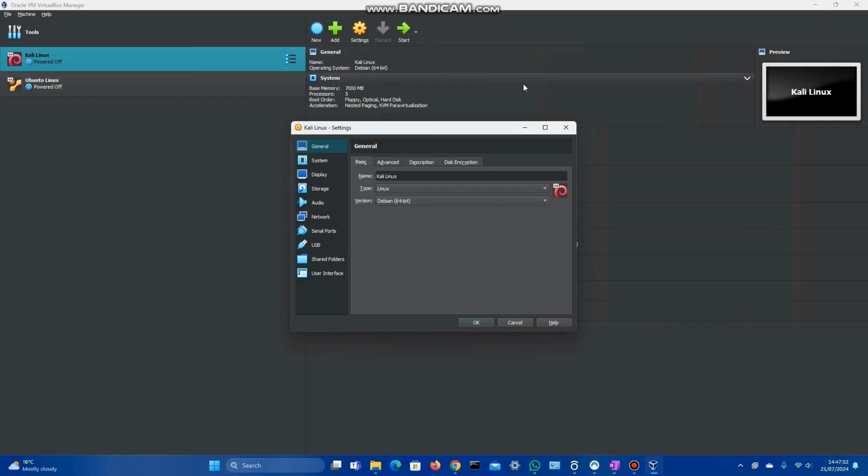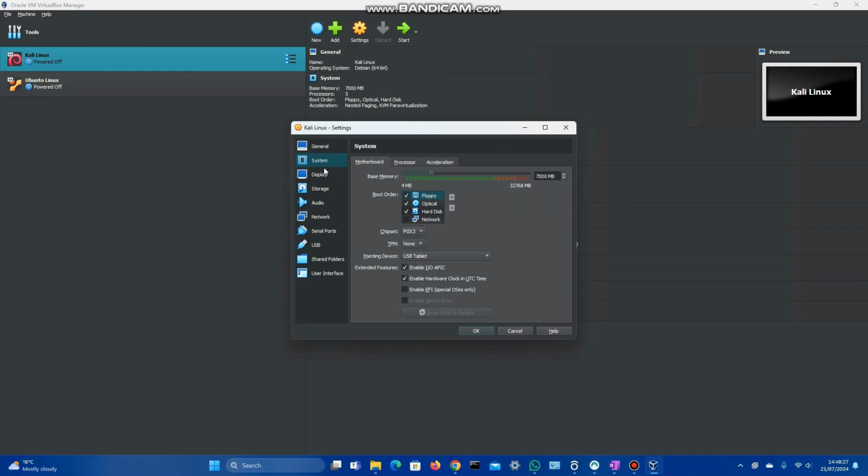But this is the part where it gets tricky. By the way, this is not a tutorial on setting up Oracle VM. This is only to help you understand virtual machines and how they work. So this is a Kali Linux machine that I have set up on my computer. The specs are not going to be the same as our example because this is my computer. Okay, so here's the system.